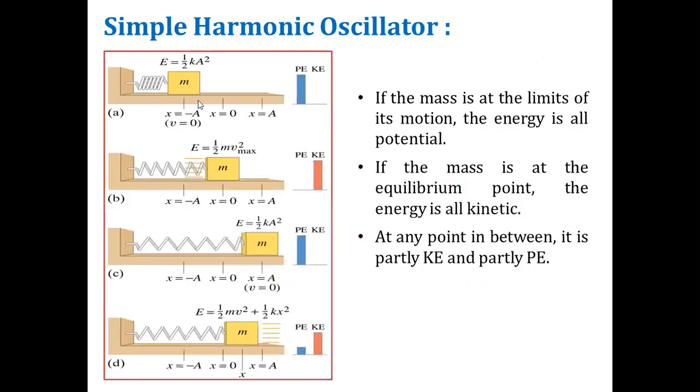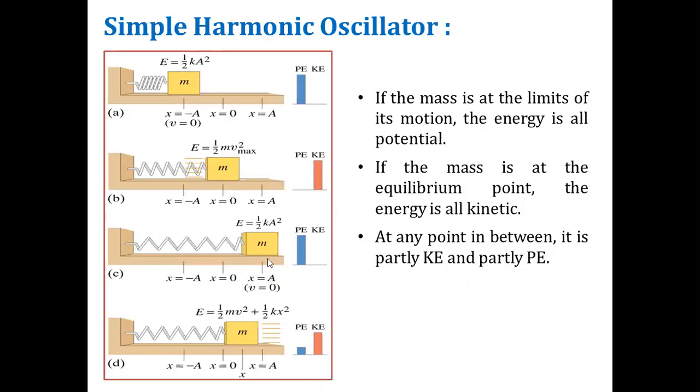Now if you put it in the figure form, here you are sitting at the extreme in the first figure. So your energy is totally in the form of potential energy and your kinetic energy is zero because your velocity is zero at these points. If you come to the equilibrium position where your velocity is maximum, your total energy is basically kinetic energy. The potential energy, which is equal to 1/2 k x square, is 0 since x is equal to 0.